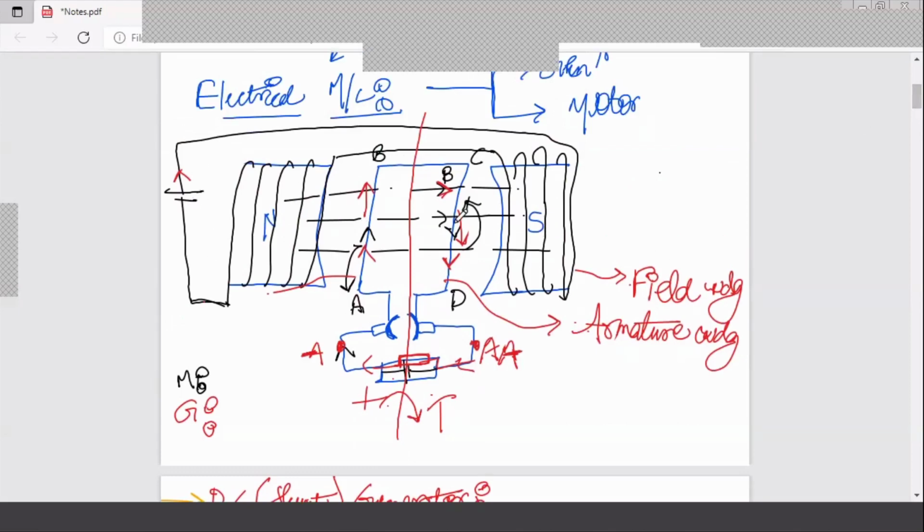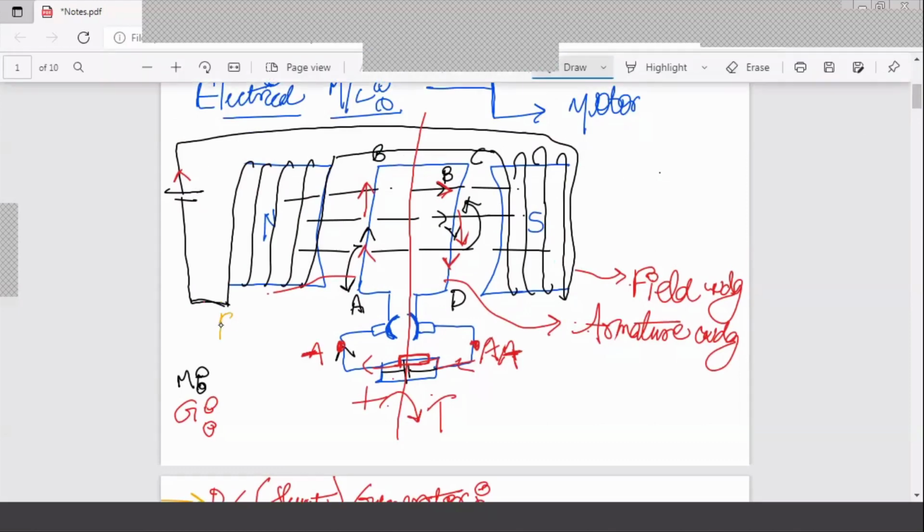This field winding is connected. If I say this is my terminal F, and let's say this terminal is FF, then between these two terminals I have connected some separate voltage. This leads to the flow of current through it. Whenever current flows through it, it will generate some magnetic field from north to south, which is responsible for the flux lines.